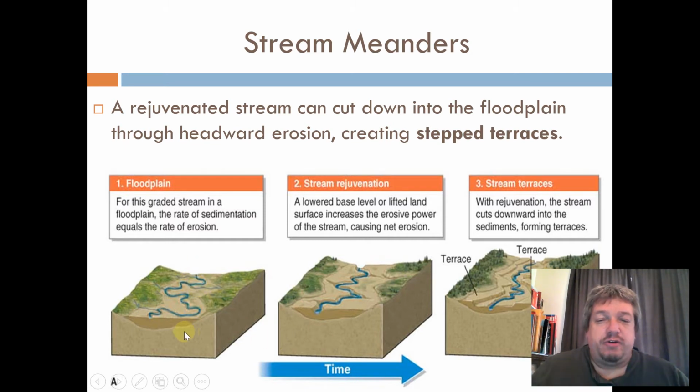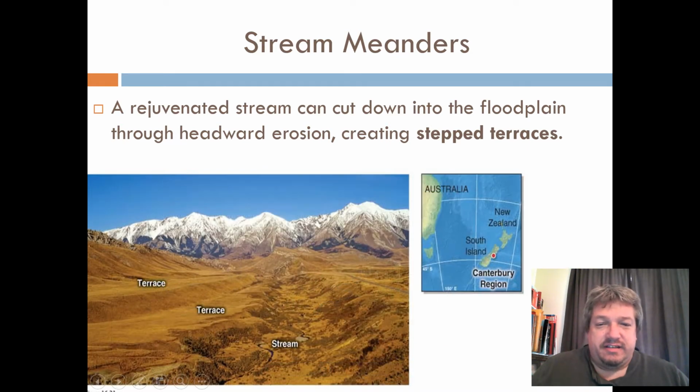But if something happens over time to lift this area up, now those meanders become what they call entrenched. And as they get deeper and deeper, they can actually form stream terraces, which is just evidence of former meanders. And that looks kind of like this. Here's the stream right here. At one point it was on this level, and at one point it was here.